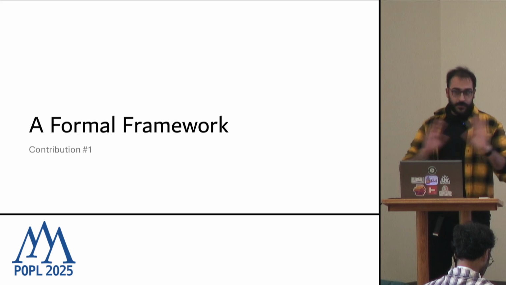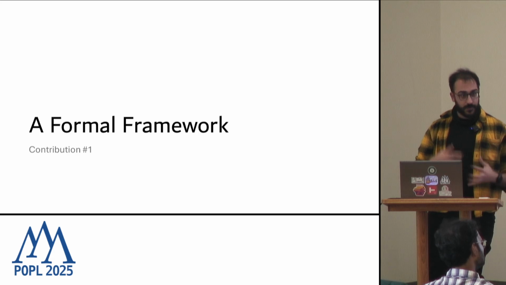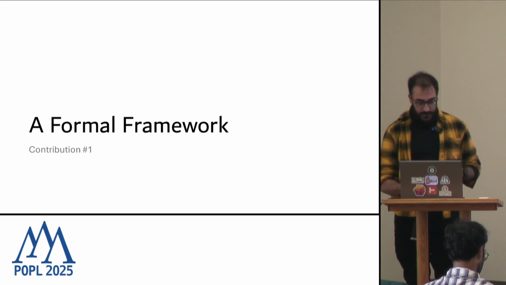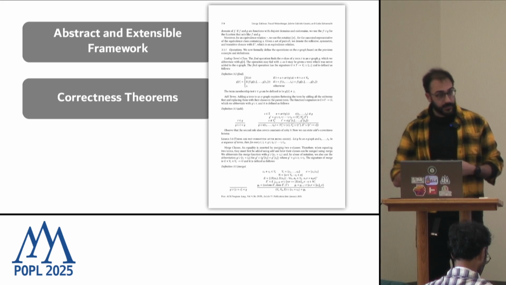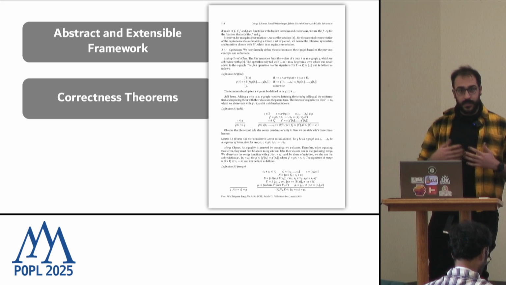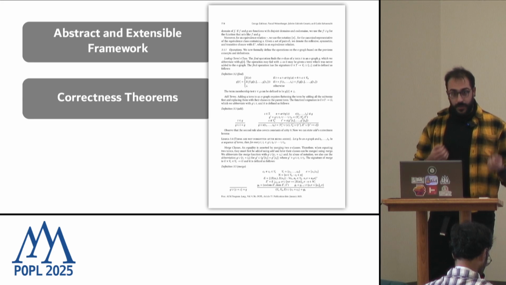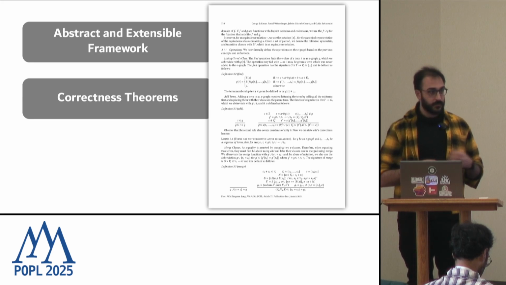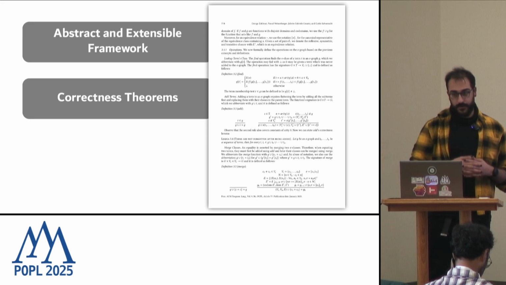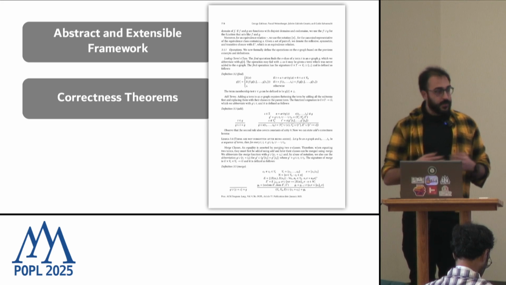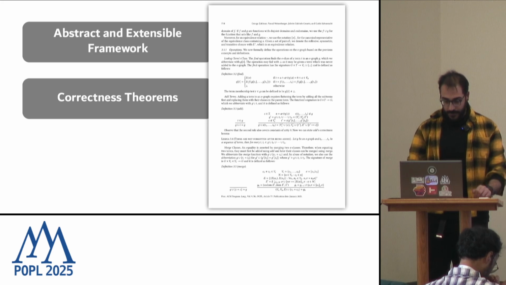So now that we are all experts on E-graphs, I want to present to you my first contribution, which is a formal framework to reason about E-graphs. The objectives of this framework are to be abstract and extensible. Abstract in the sense that it ought to cover as many implementations as we are aware of, and extensible so that we can define extensions, which I will talk about a little later in the talk, so that proving correctness theorems and proving bounds on these things is easy.